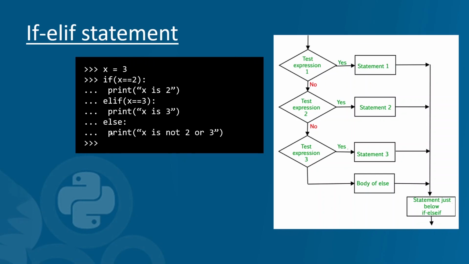And lastly, if this goes wrong and this condition is also wrong, then at last this will be printed anyway, that is else. Under else we have the statement print x is not 2 or 3, because we know this is not correct and this is not correct, so that implies x is not 2 or 3, some other value. So this is an example.